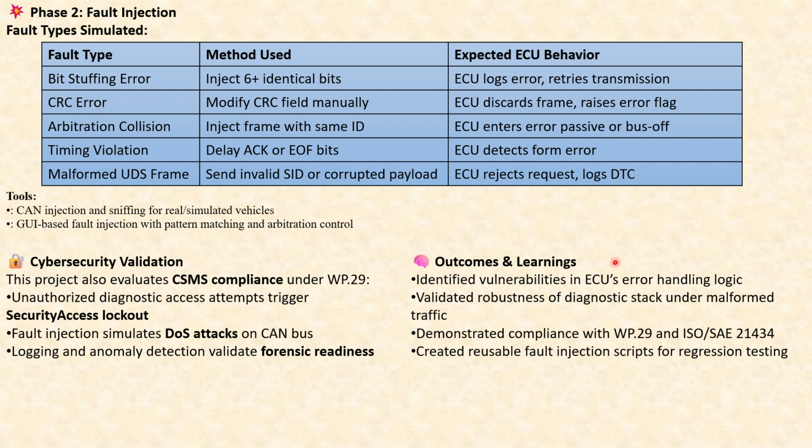All right, now talking about the outcomes and learnings: identified vulnerabilities in ECU error handling logic, validated robustness of the diagnostic stack under malformed traffic, demonstrated compliance with WP.29 and ISO SAE 21434, and created reusable fault injection scripts for regression testing. So these are the various outcomes and learnings that emanated from this entire project.